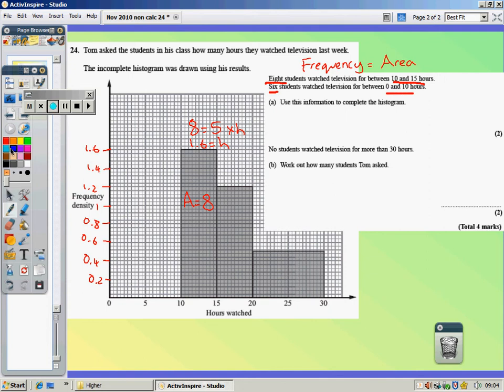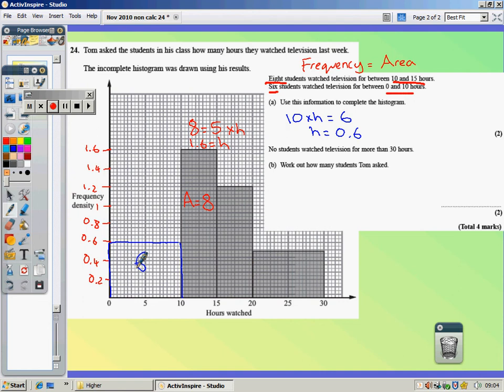So now this next bar, we want it to have an area, a frequency, of 6. Now we already know it's got a width of 10, so we know that 10 times the height is equal to 6. So therefore the height of this bar will equal 0.6. So very simply we can draw a straight line in with a ruler. Okay, and that should have an area now of 6. Width of 10, height of 0.6, so this represents 6 people.